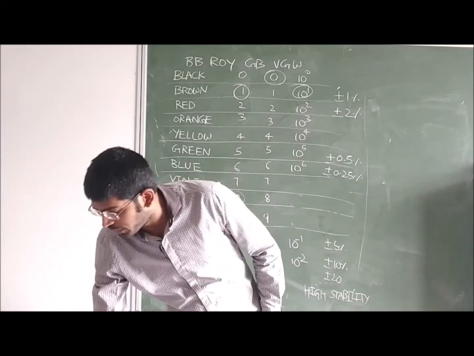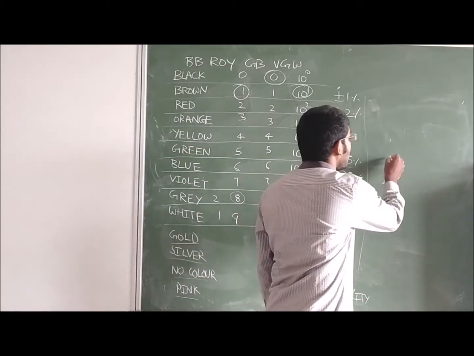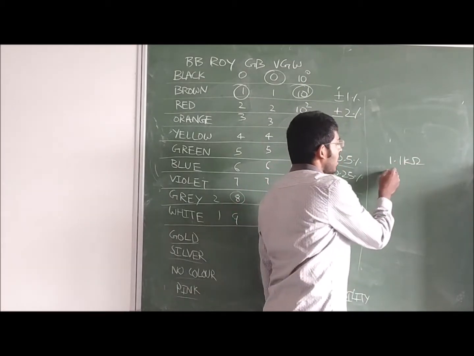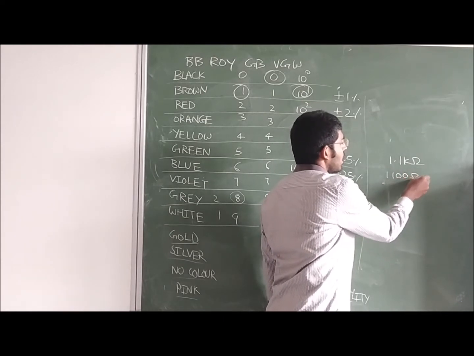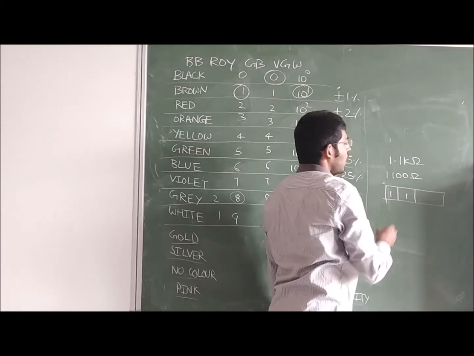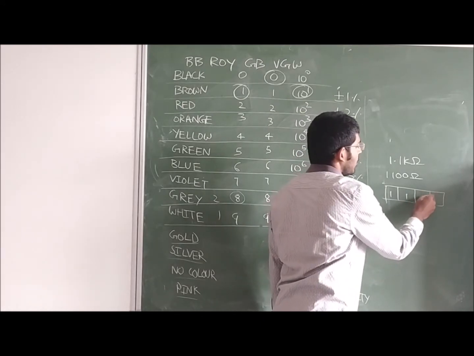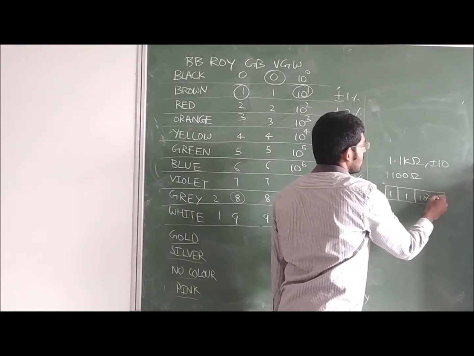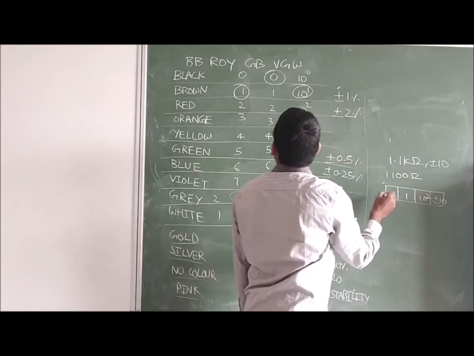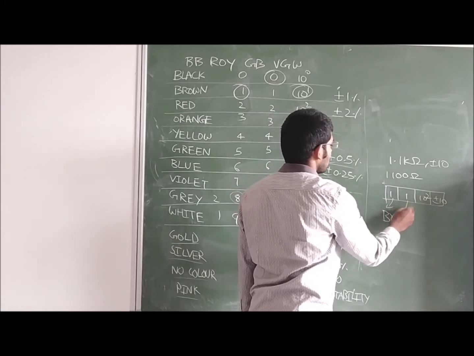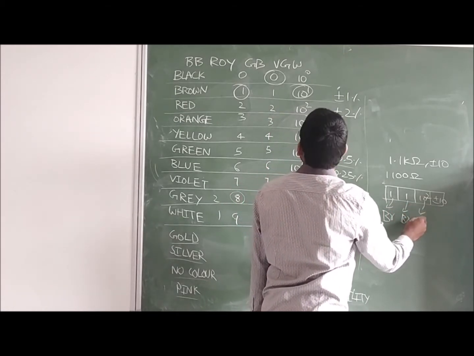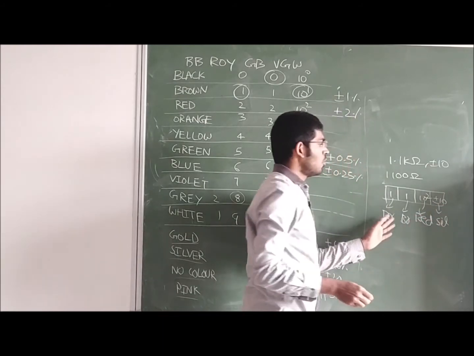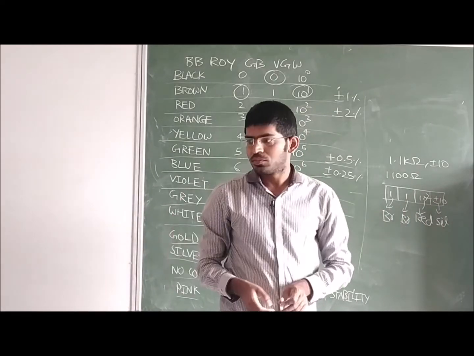Okay, what is the next value we have given? 1.1 kilo ohm. First step, we write this as 1100 ohms: 11 into 10 to the power 2, plus or minus 10% tolerance. 1 means brown, 1 means brown, 10 to the power 2 means red, silver. So brown, brown, red, silver. Okay, next.